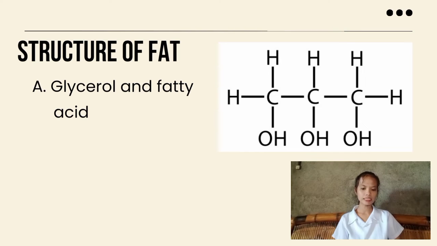We have three structures of fats. First, we have glycerol and fatty acid. Glycerol is an alcohol with 3 carbons. As the picture shows, there are 3 C at the middle, 5 hydrogen, 5 H at the top, and 3 hydroxyl, which is 3 OH at the bottom.